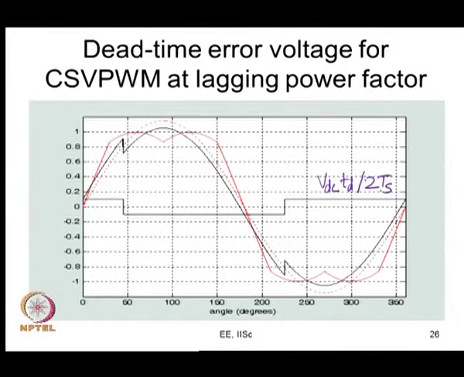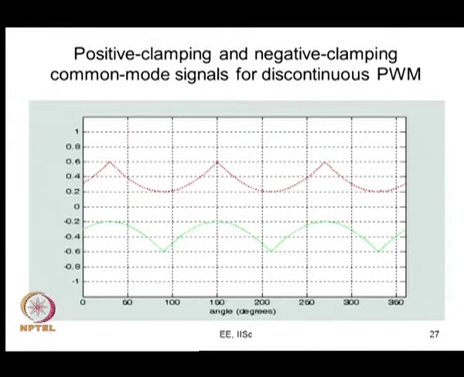When you go to this bus clamping PWM, things are a little different, as we will see. Why? One of the phases does not switch at all. Which phase won't switch? That depends on which common mode signal you have added. If you have added this common mode signal, one phase will be clamped to the positive bus. Whichever has the maximum of the 3 sinusoidal modulating signals, that phase will get clamped to the positive bus.